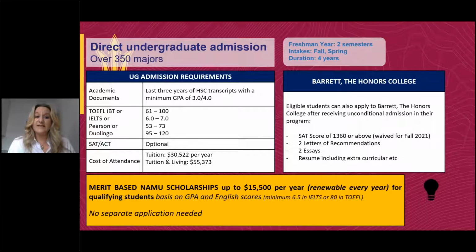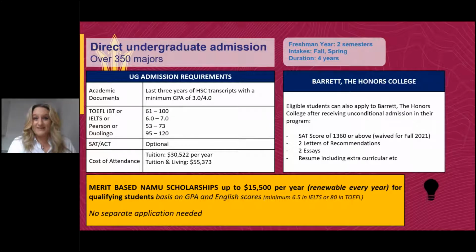The cost of attendance for undergraduate programs, you're looking at about $30,500 per year for tuition. Tuition and living, which means including your housing costs, would be more so about $55,000. So just to give you an estimate of what you would be looking for with that.